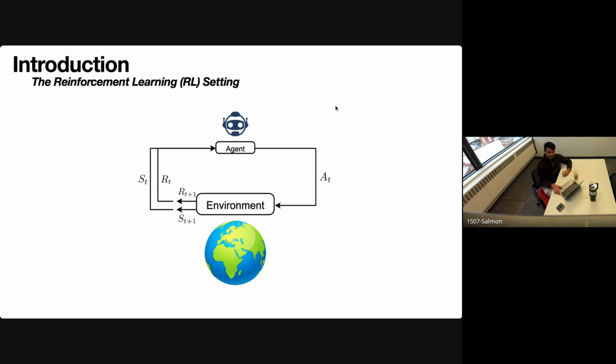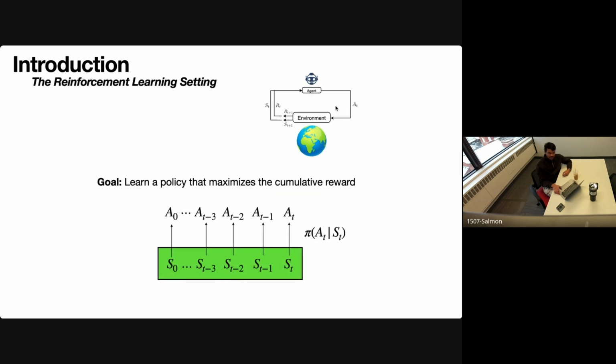In the reinforcement learning setting, what we have is an agent and an environment. At a given time step, the agent receives a state, S_t, and it takes an action in the world, A_t. Every time it takes an action, it is presented with a new state and a reward. The goal of the agent is to learn a policy that maximizes the cumulative reward.